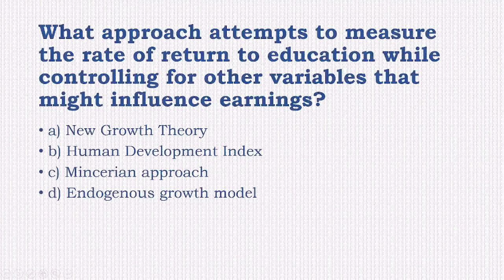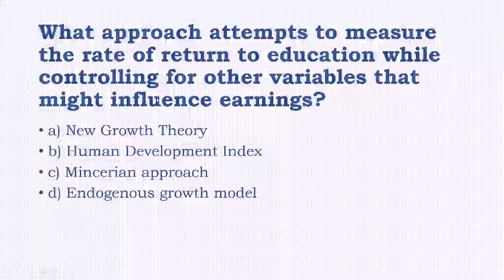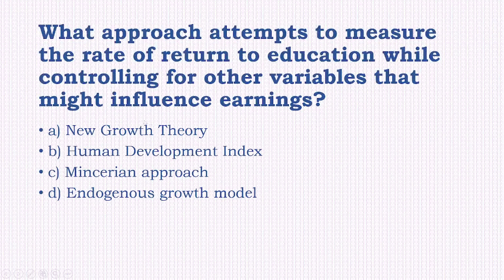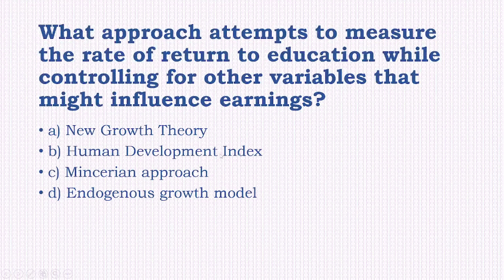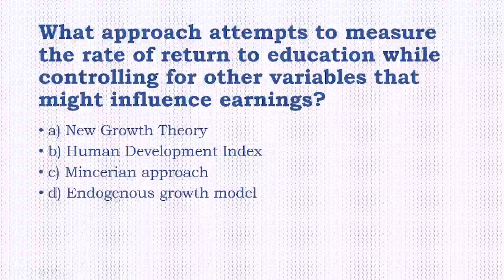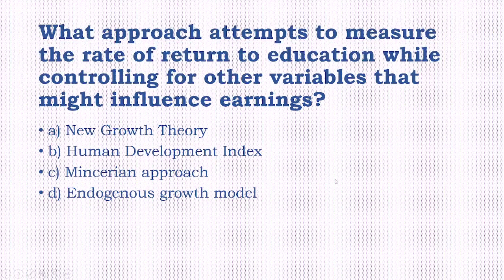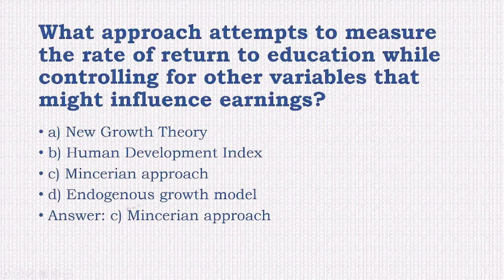What approach attempts to measure the rate of return to education while controlling for other variables that might influence earnings? Options: New Growth Theory, Human Development Index, Mincerian approach, Endogenous Growth Model. The answer to this question is option C, that is the Mincerian approach.